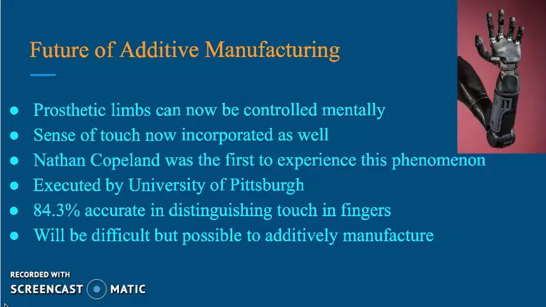To the success of the University of Pittsburgh, Copeland is 84.3% accurate in identifying which prosthetic finger is touched while blindfolded. This advancement will be a stretch for additive manufacturing within the next 10 years due to such complex components combined with so many movable parts. Moreover, the prosthetic needs to be manufactured with wires integrated throughout the entire structure. Achieving this feat will be a groundbreaking advancement attainable with the aid of additive manufacturing within the near future.